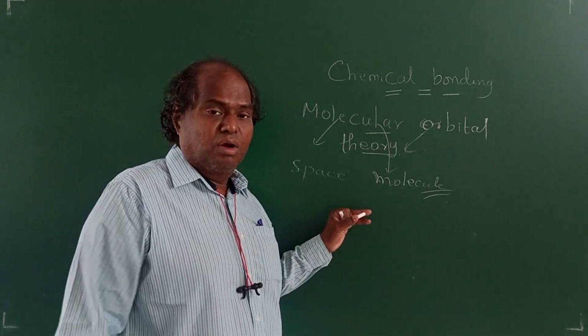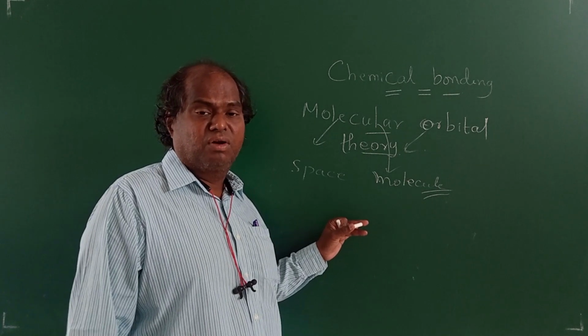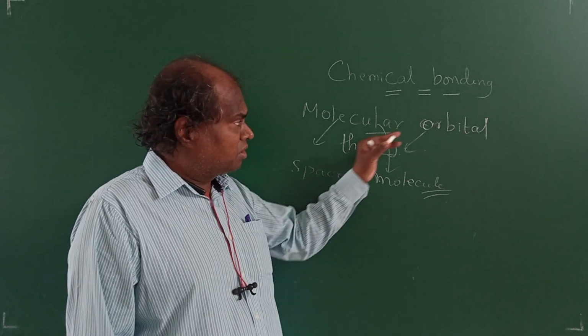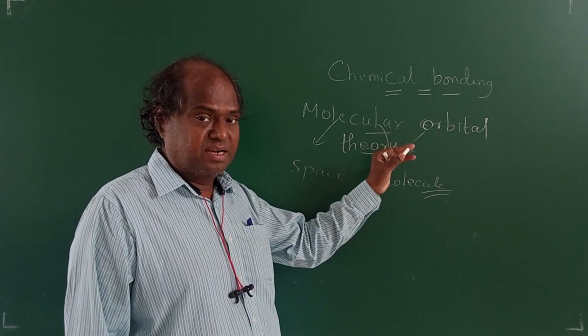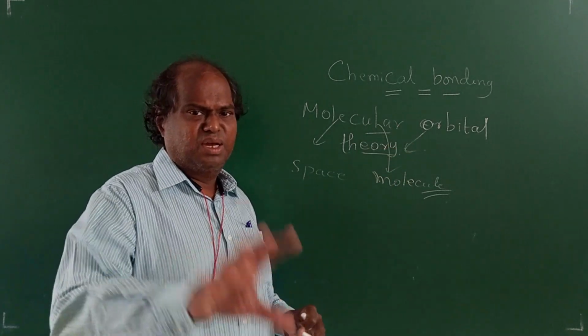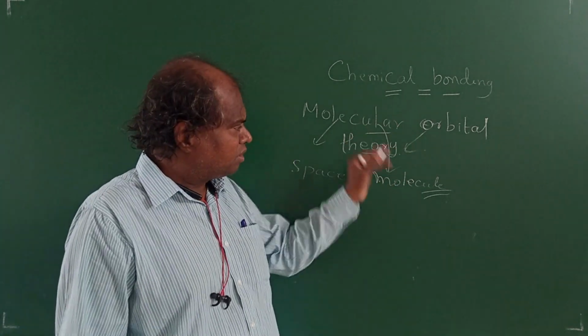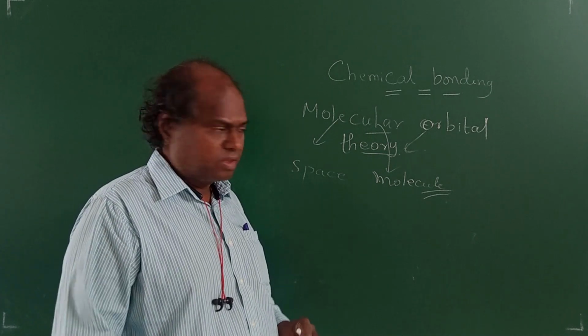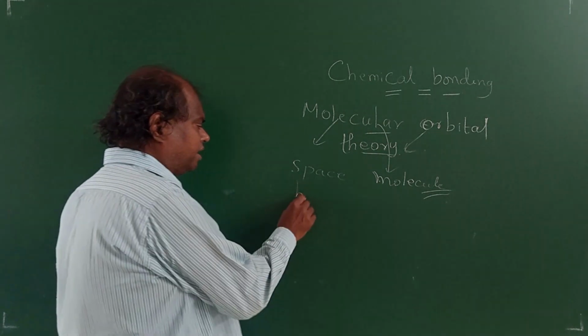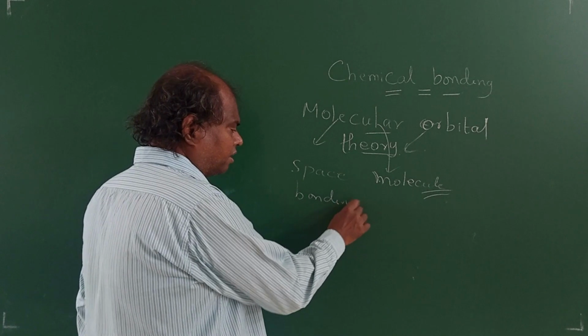Now, what is the meaning of atomic orbital? Atomic orbital is the place where you can find electrons in an atom. Electrons in an atom, that's atomic orbital. Molecules will use molecular orbitals. And there are two types of molecular orbitals, bonding and anti-bonding.